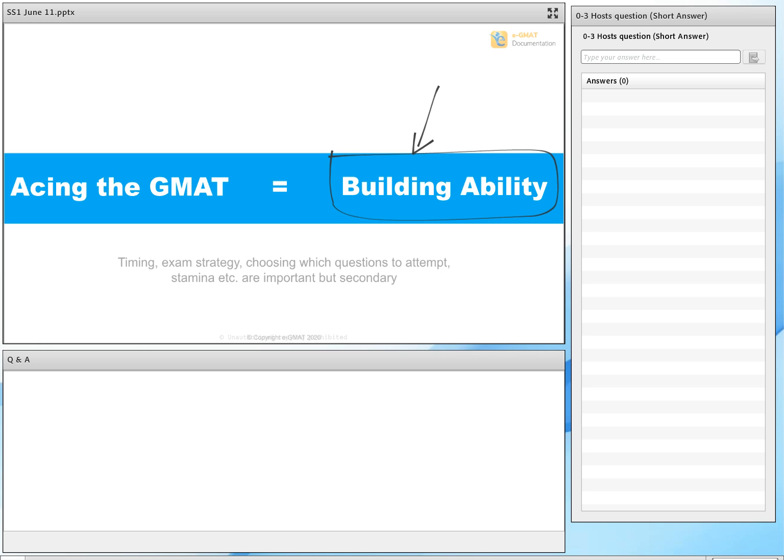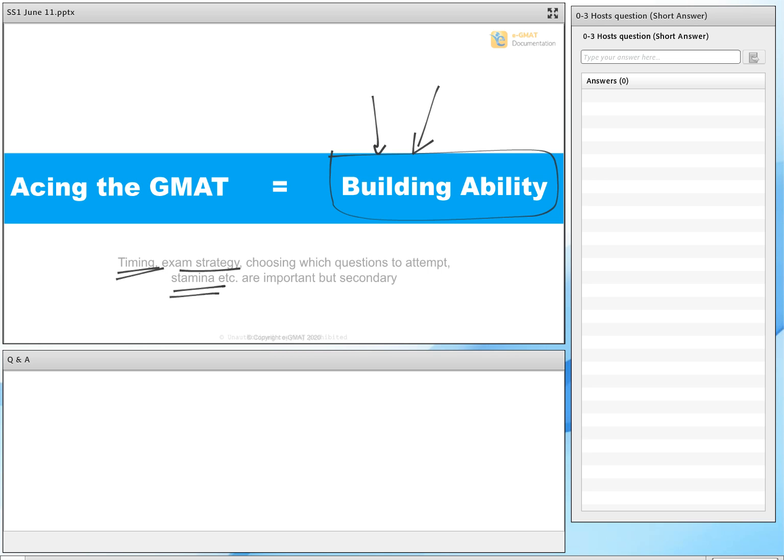Why? Because a lot of people, when they start preparing for the GMAT, worry about answering questions as quickly as possible. They worry about taking a mock test, and about learning how to figure out which questions to choose and which to leave out. That's not important unless you are in the last 10 or 15 days of your preparation. They worry about building stamina for a 3-hour long test, and they do this by taking mocks. Again, that's not as relevant if you don't have ability.